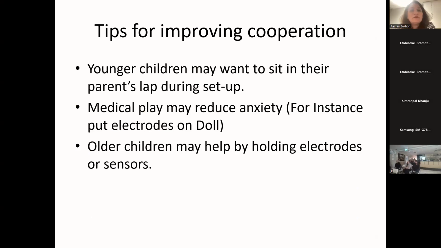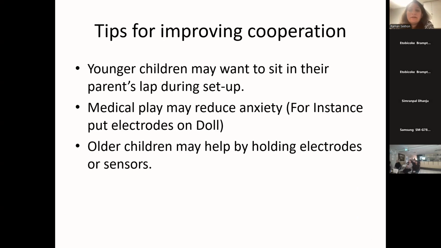Tips for improving cooperation. Younger children are difficult to handle, so they need cooperation. Some children want to get the setup done while sitting in their parents' lap, so it should be allowed, or while holding their hands. If they let you put the wires on, you can let them sit in their parents' lap. Then there is medical play.